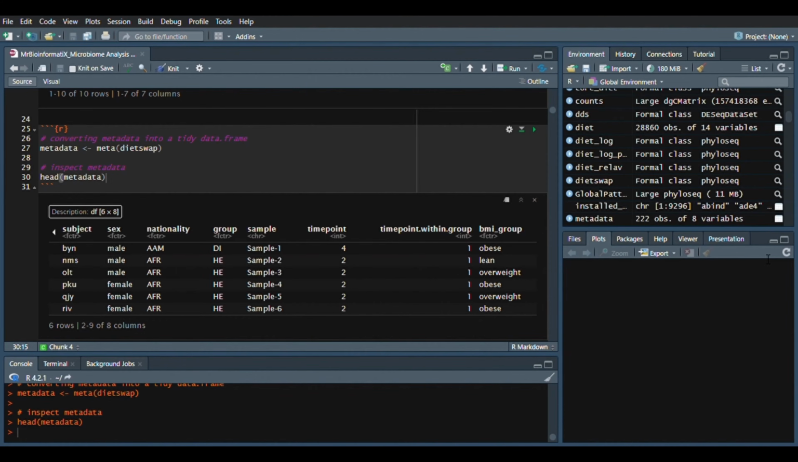In our metadata, we have two columns, time point and time point within group, which represent the categories. These categories indicate different time periods when samples were taken. But why is it important? Firstly, these two variables are not numerical values. They represent categories or groups like group A and group B, or different time points like week 1, week 2, and so on. Telling R that these are factors helps it understand that they represent groups rather than continuous numbers.